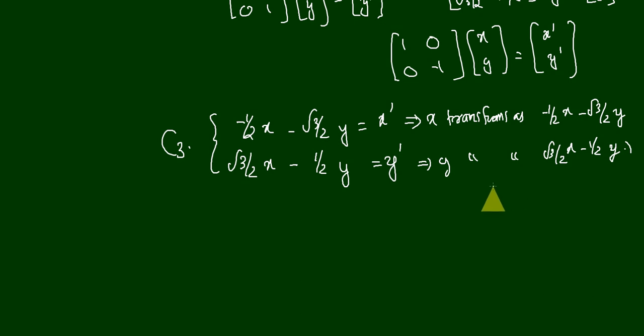That is, the transformation of x depends not only on the original x coordinate but also on the y coordinate. And the transformation of y not only depends on the original y coordinate but also on the x coordinate. It means that x and y transform together, or in other words, x depends upon y and y depends upon x.